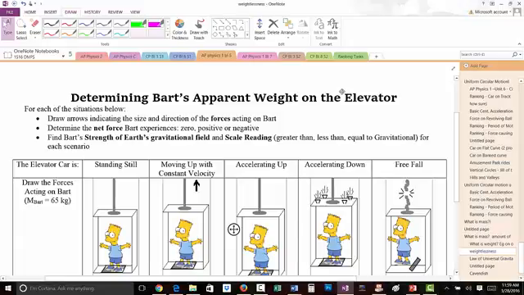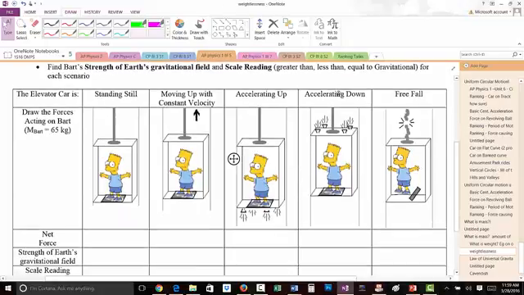First task. We'll do one together. We're going to draw arrows indicating the size and direction of the forces acting on Bart. We're going to do that first column together. He's standing still. No motion. What forces are acting on him in this picture? Raise your hand if you can tell me one. Gravity. Tell me what that is. The force of the Earth on Bart. Where does that one go, by the way? Down. Straight down towards the center of the Earth. So that's the force of the Earth on Bart.